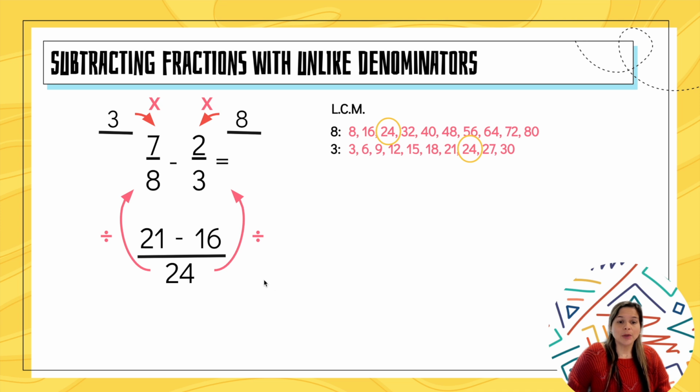Okay, so now we subtract the numerators. 21 minus 16 is equal to 5. So 7/8 minus 2/3 is equal to 5/24.